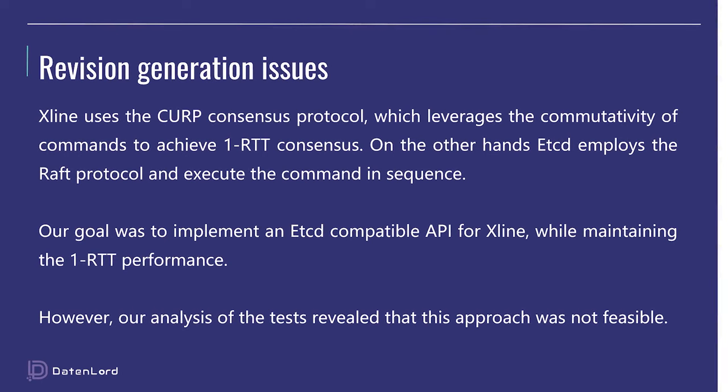Moving on to the second major category of issues, revision generation. Xline uses the CURP consensus protocol, which leverages command commutativity to achieve one round-trip consensus. On the other hand, etcd employs the Raft protocol and executes the commands sequentially. Our goal was to implement an etcd-compatible API for Xline while maintaining the one round-trip performance. However, our analysis of the test revealed that this approach was not feasible.